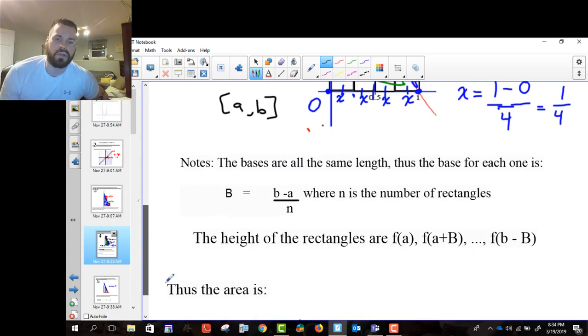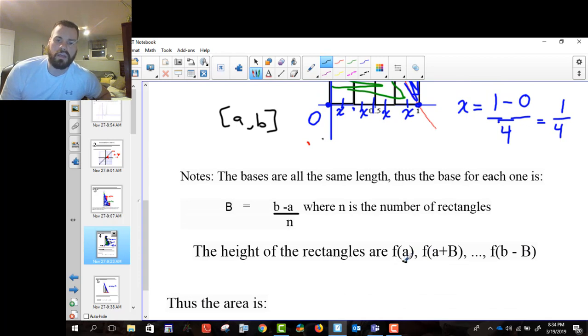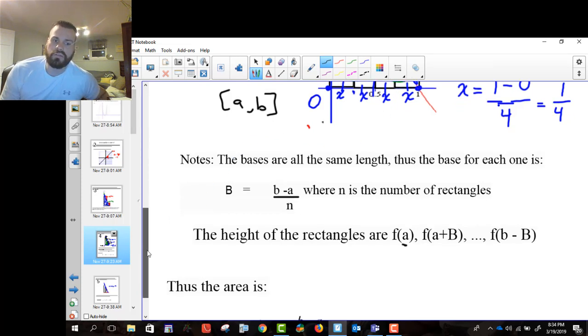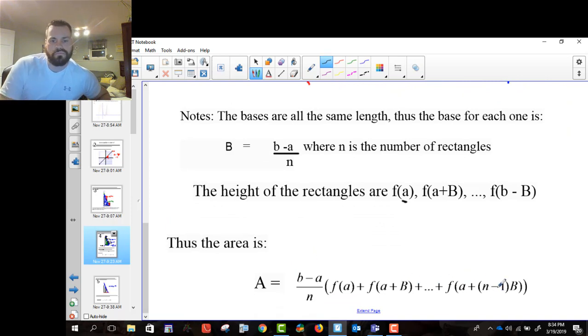So in general then, we start at the left endpoint and we just add the base until we get to the right endpoint minus 1 base. So in other words, the first point was 0, right? Then we went to 0.25, that's 0 plus the base, because the base is 0.25. And then we kept going until we got to 1 minus 0.25, 0.75. So the area for left justified rectangles looks like this. All right, that's the sort of general formula for it.